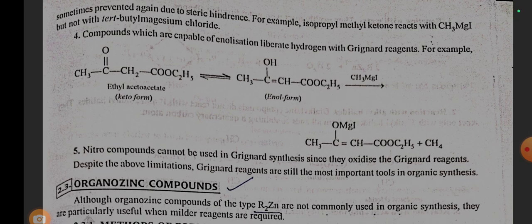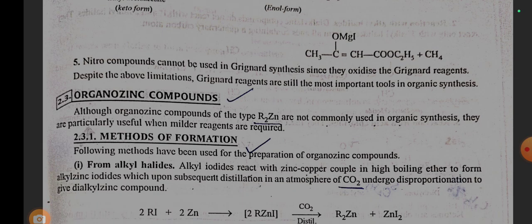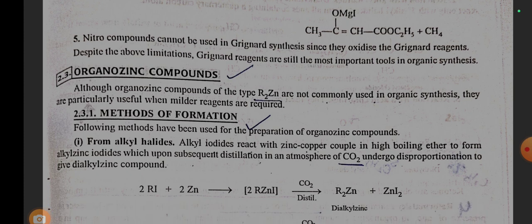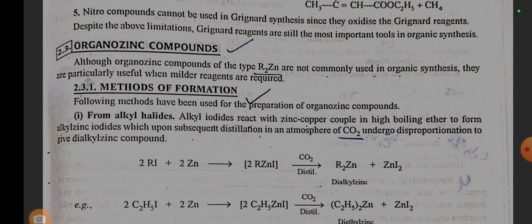4. Compounds which are capable of enolization liberate hydrogen with Grignard reagent. For example, ethyl acetoacetate exists in the enol form, and then with CH3MgI it gives CH3COCH2COOC2H5 plus CH4. 5. Nitro compounds cannot be used in Grignard synthesis since they oxidize the Grignard reagents. Despite the above limitations, Grignard reagents are still the most important tools in organic synthesis.